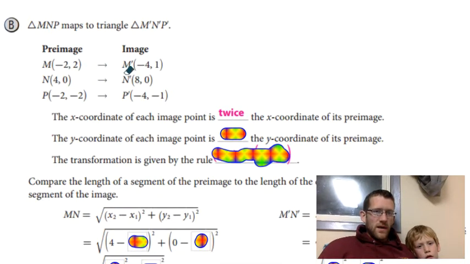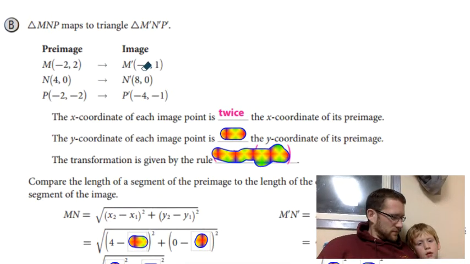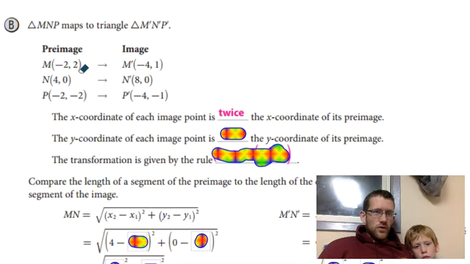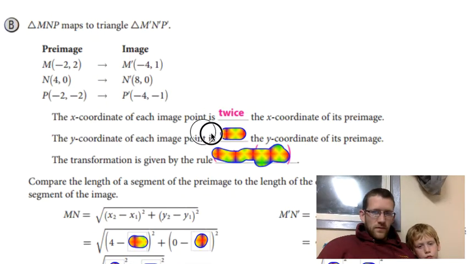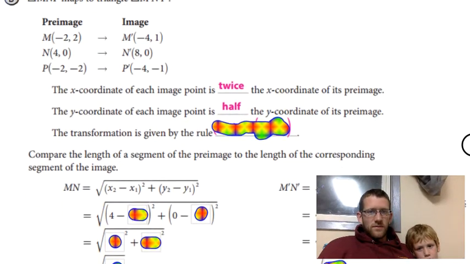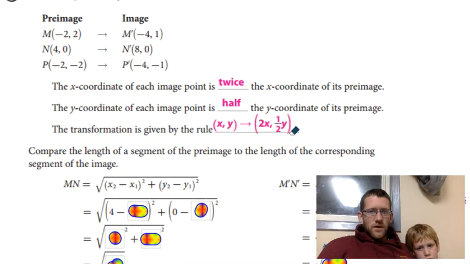2 divided by what number becomes 1? If I have 2 cookies, how many people do I have to divide that among so everybody gets 1 cookie? 2. Yeah, 2. So it's half. We're putting in half, right? So our rule is multiply the x by 2, multiply the y by 1/2, or divide the y by 2.